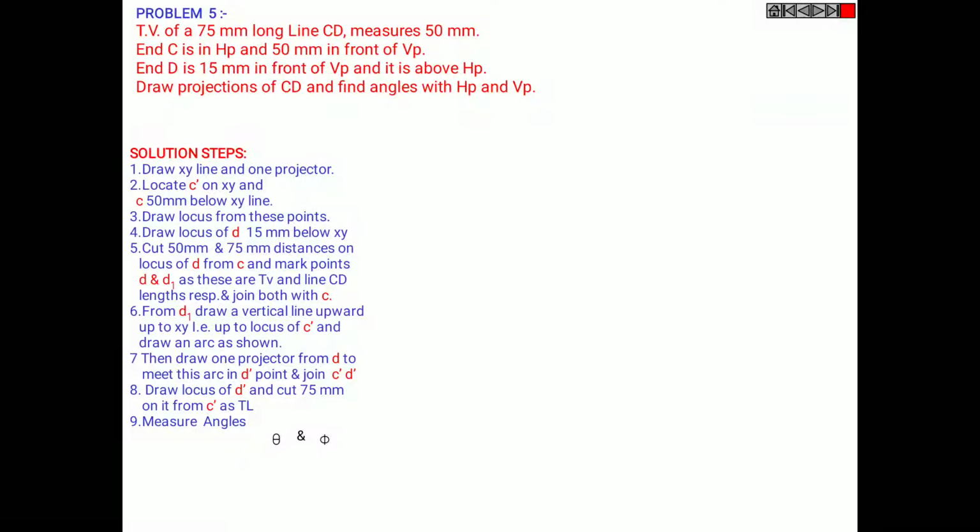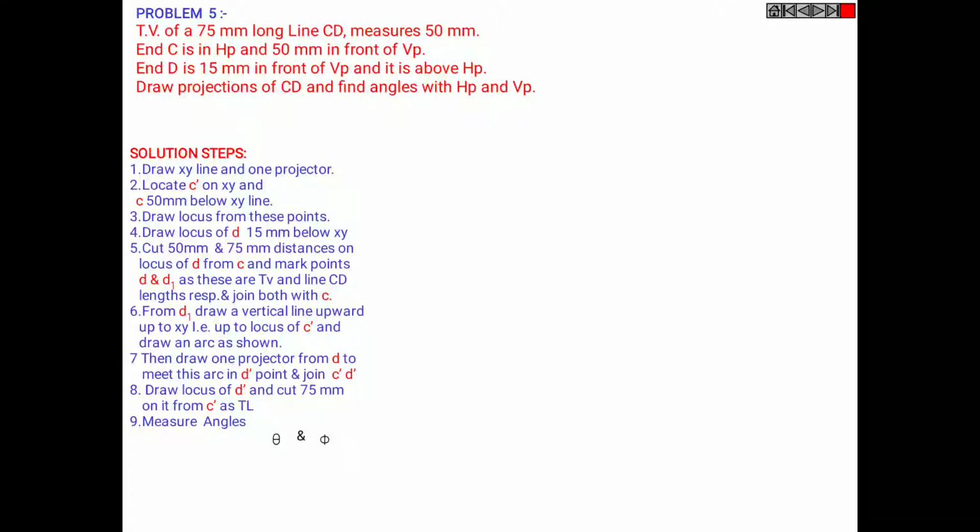See, there is problem number 5. The top view of a line CD, whose true length is 75 mm, measures 50 mm. C is in HP and 50 mm in front of VP, and D is 15 mm in front of VP and it is above HP. Draw projections of CD and find angles with horizontal plane and vertical plane. So there are some solution steps to draw this illustration.